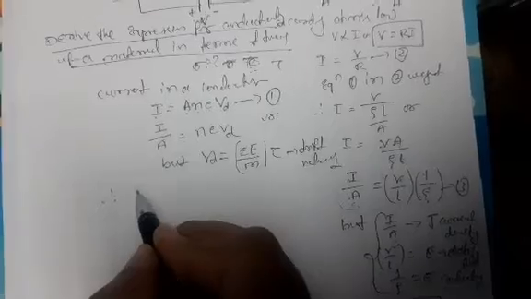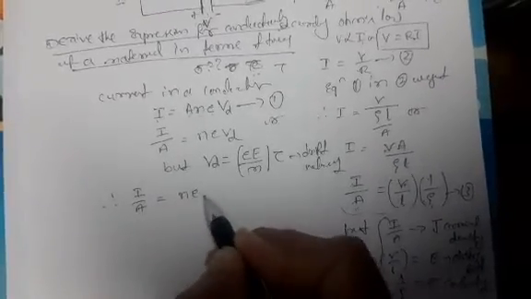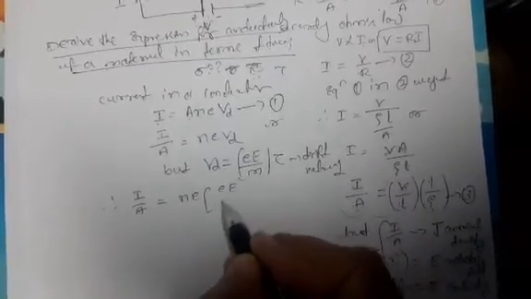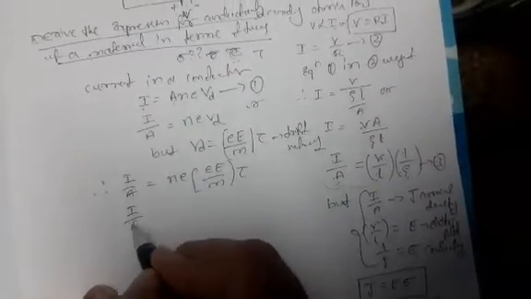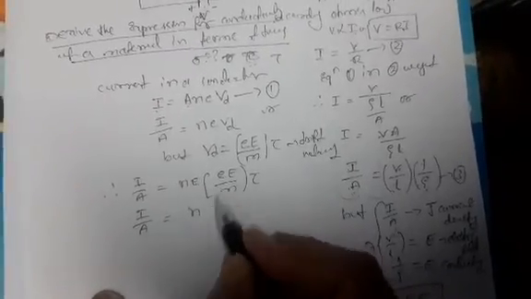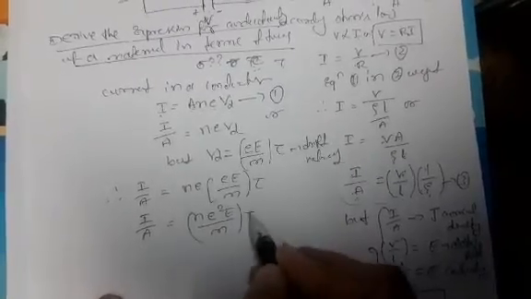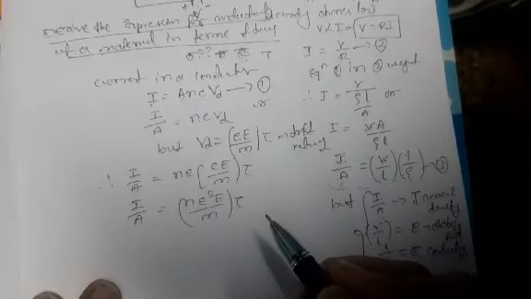Therefore, the current per unit area is equal to N e times the drift velocity. Write the formula of drift velocity, that is e E by m into tau. Simplify: I by A is equal to N e into e E by m into the relaxation time.